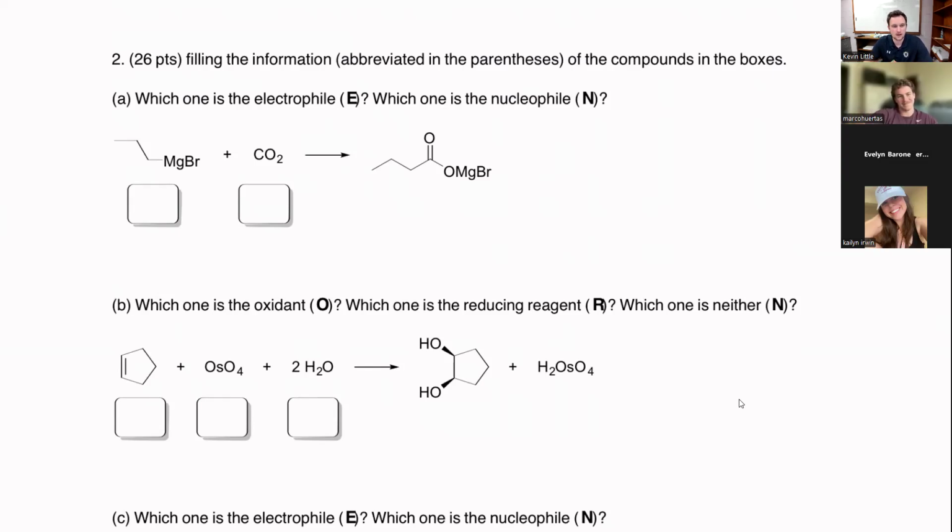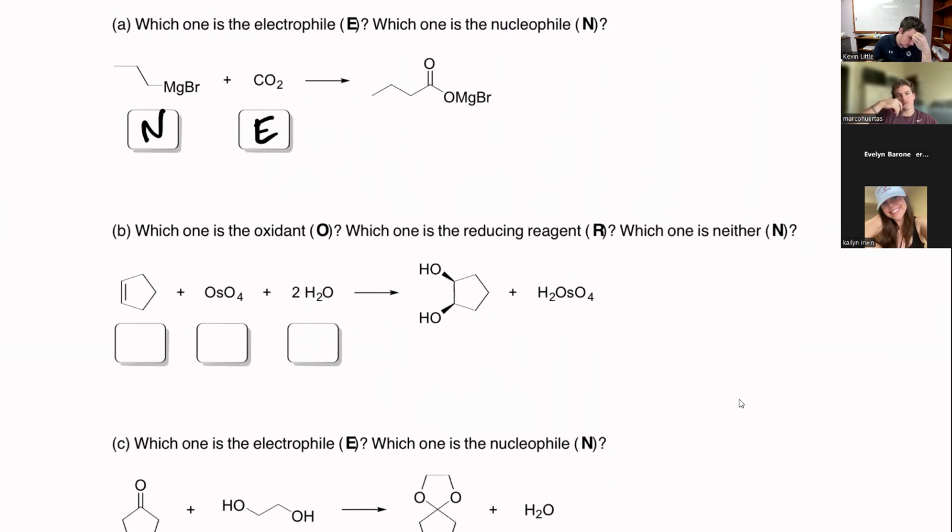Okay. Question 1. Which is the electrophile, which is the nucleophile? The electrophile is the carbon dioxide and the MgBr, the Grignard, is the nucleophile. Always. That should be easy points.